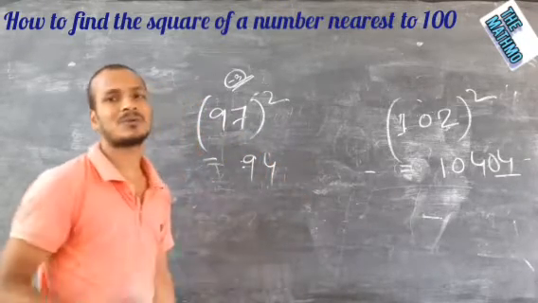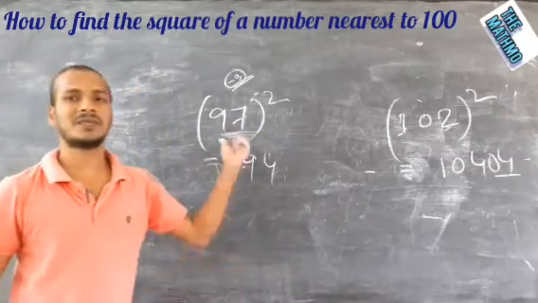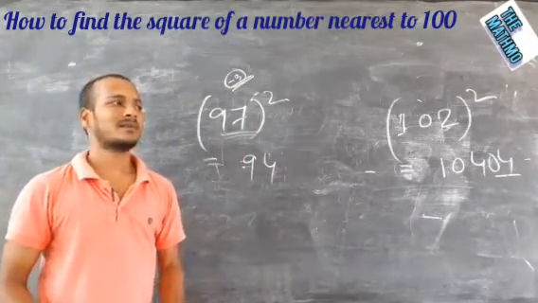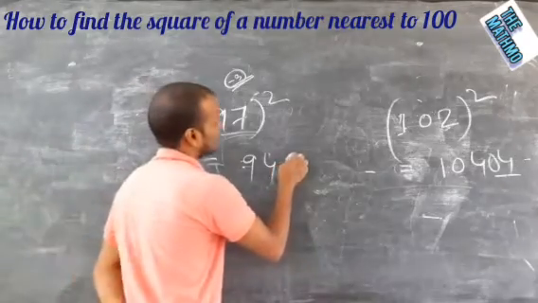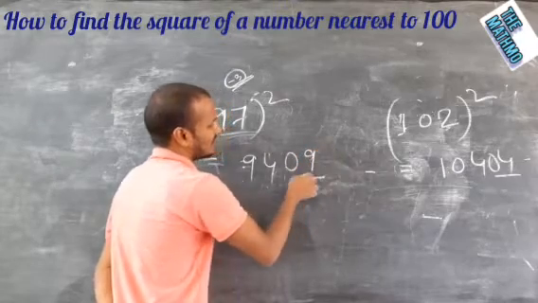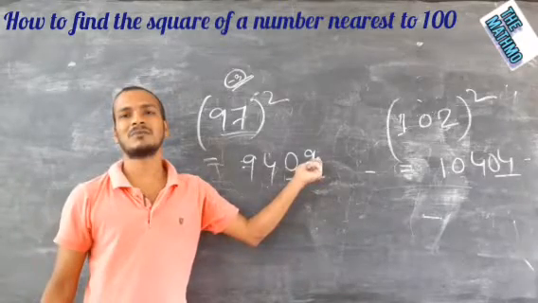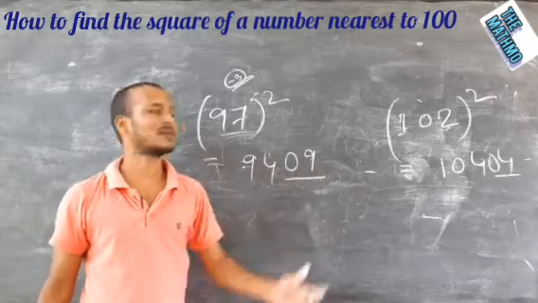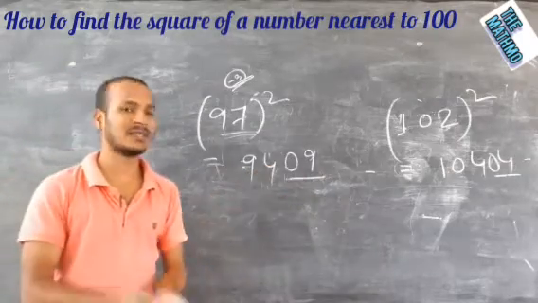And always put 2 digits here. When we are talking about the number nearest to 100, you have to put 2 digits. So 3 3 is 9. So put a 0 and make 9 2 digits. So when you get a 1 digit number, put 0 before the number and then put it here. So your answer is 9409.